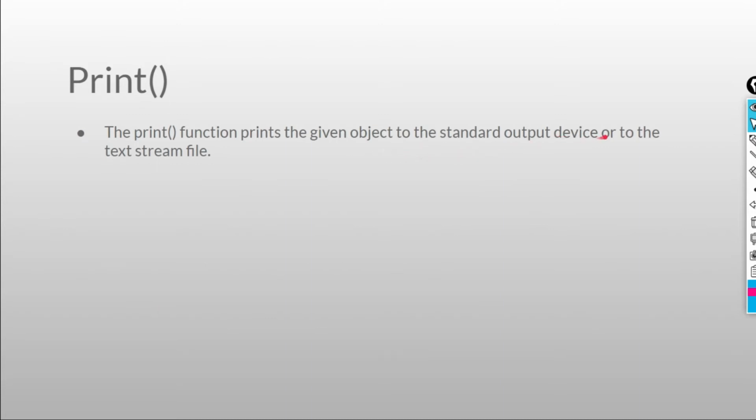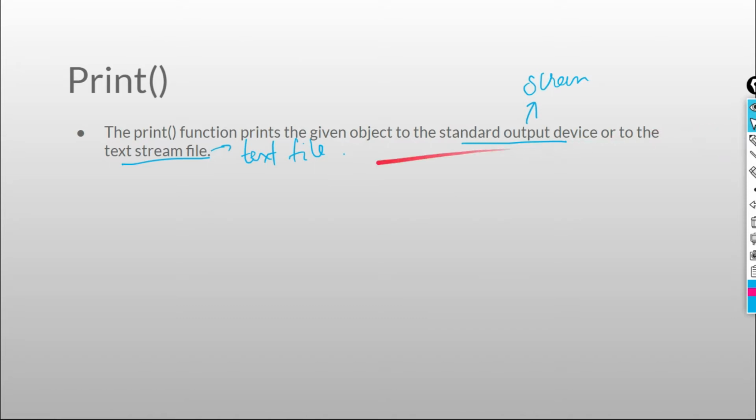Today we'll see the print function. The print function is the most commonly used function of any language. The print function prints the given object to the standard output device or to a text stream file. The standard output device is the screen that we see, okay? And a text stream file is a normal text file, okay? So it can print on the output screen or on any file.